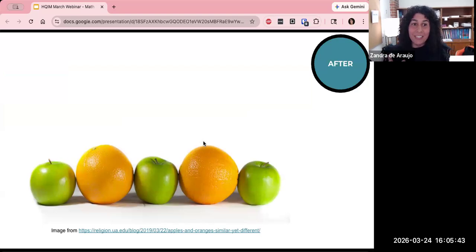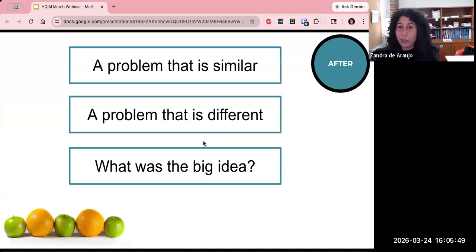This one I call oranges and apples, but it's comparing problems. So say you just did a problem. Do you know another problem that was similar? Have we done another problem that was similar? Are there other problems on the sheet that look similar? What's a problem that might be different than this one that we've done recently? Why is it different? If you did a whole sheet of problems, what was the big idea on this sheet of problems? Why did we do this sheet of problems?